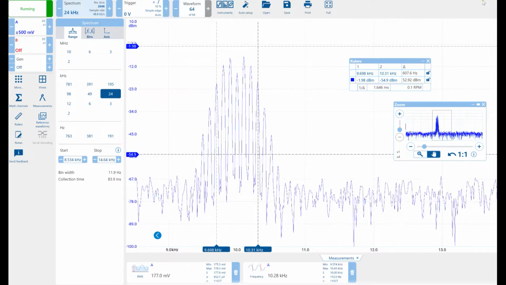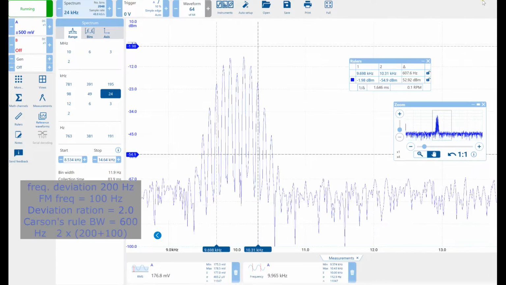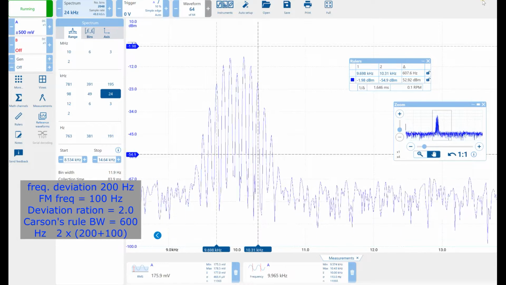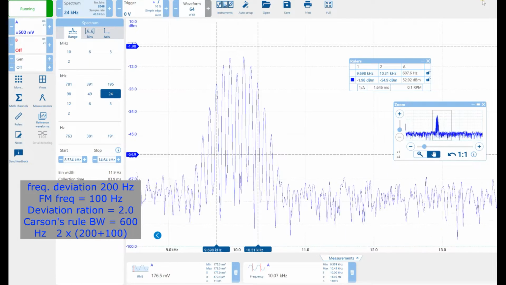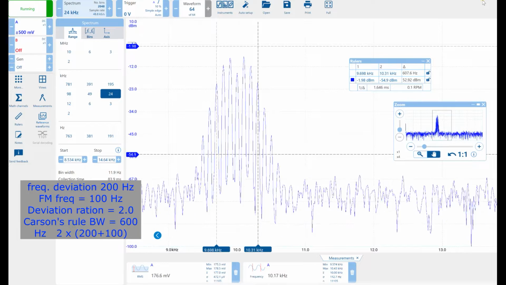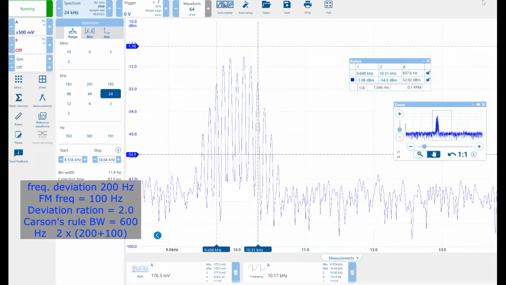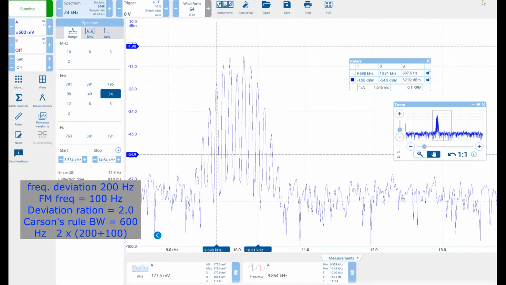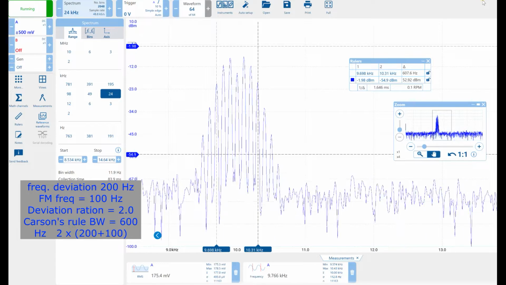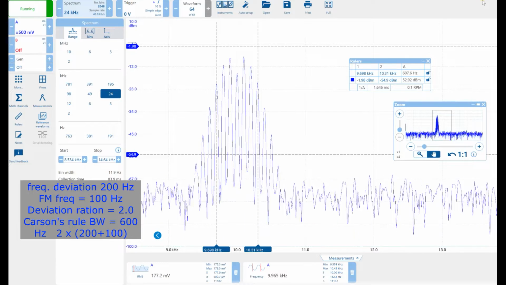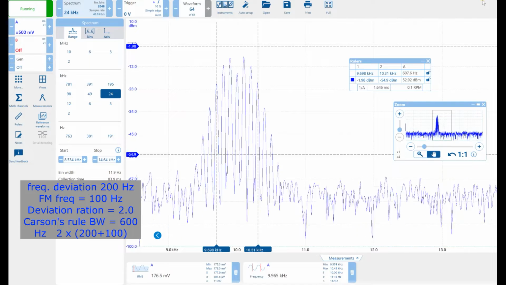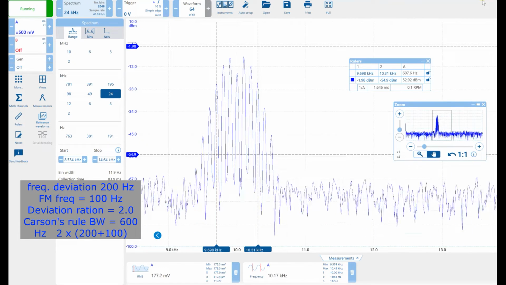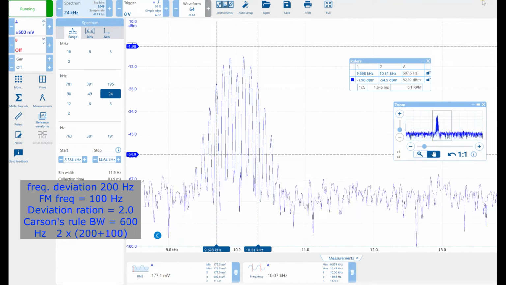Okay, I've made some changes here. My frequency deviation is 200 hertz, the FM frequency 100. So my Carson's bandwidth is going to be a total of 200 plus 100. That's 300 times 2 is 600. And you can see I've got the cursor set up for 9.7 kilohertz and 10.3 kilohertz. That's a bandwidth of 600 hertz.